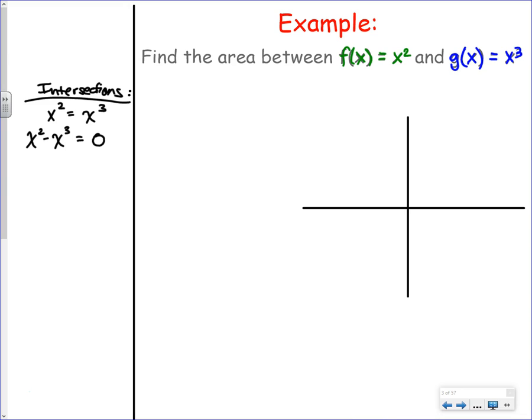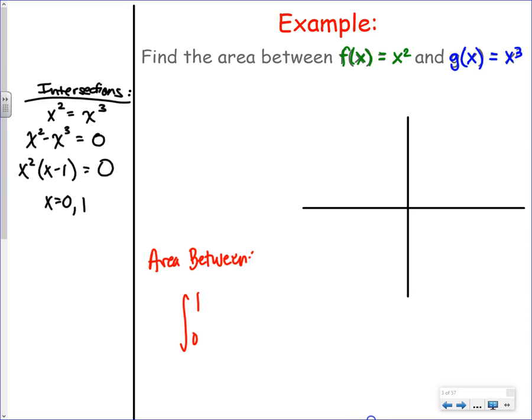Because Nathan right away saw 0. That's great, but what about 1? If you factored, do I get 0 and 1? Does that make sense? Okay. So polynomial expressions always factor in order to find our zeros. So I know I'm looking at x equals 0 to x equals 1. So right away, if I'm building my integral for area between, I know so far I'm going from 0 to 1.